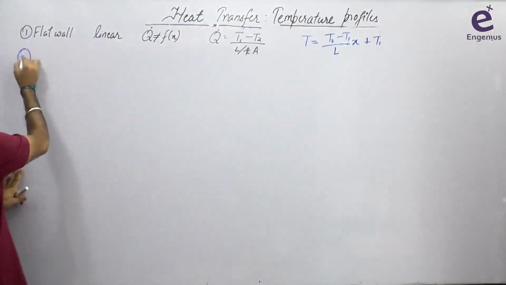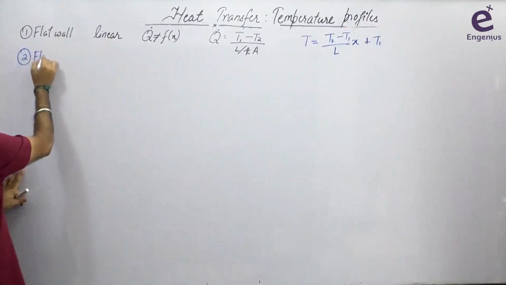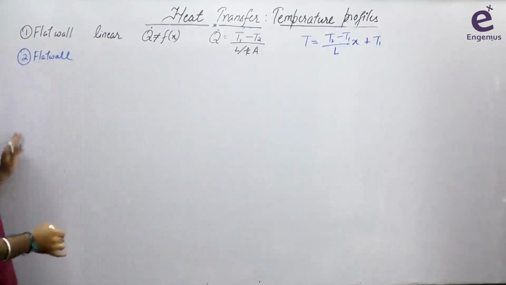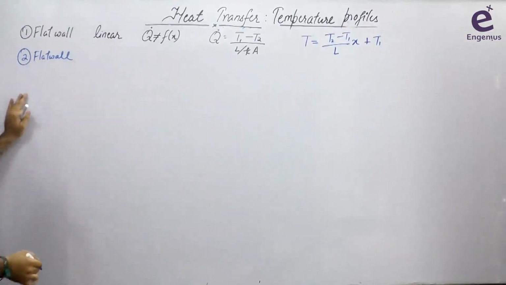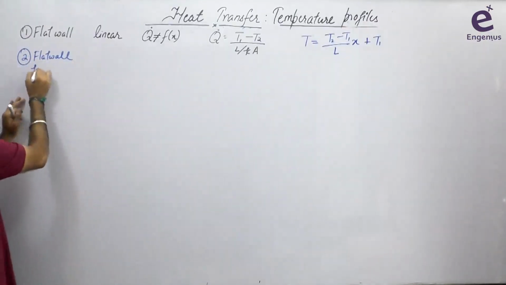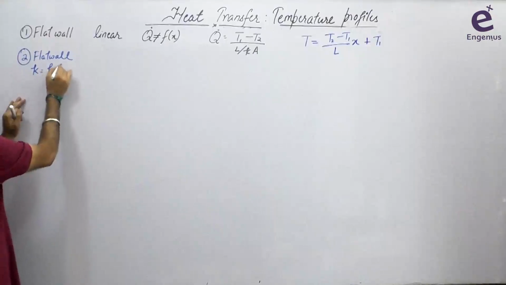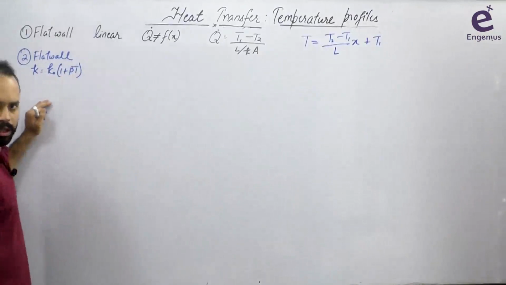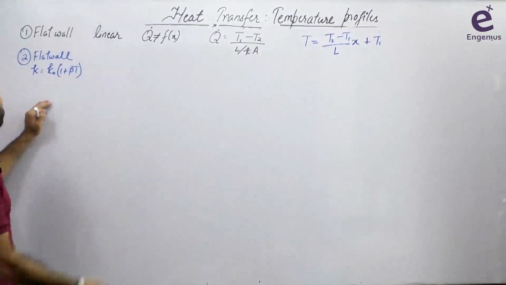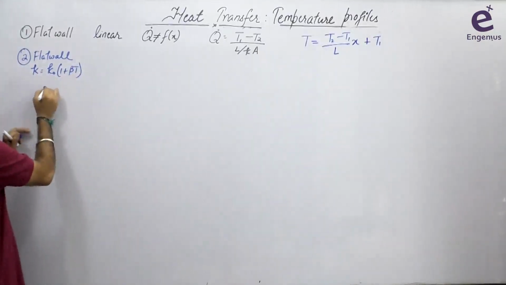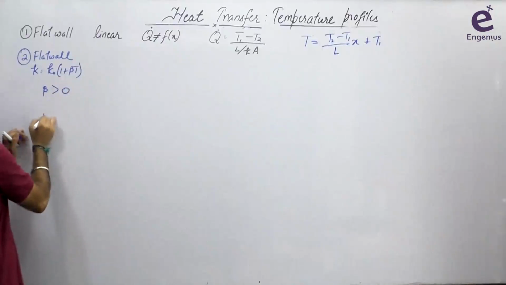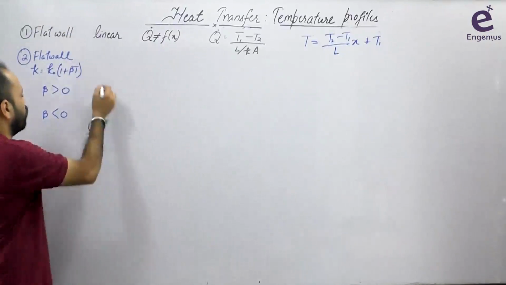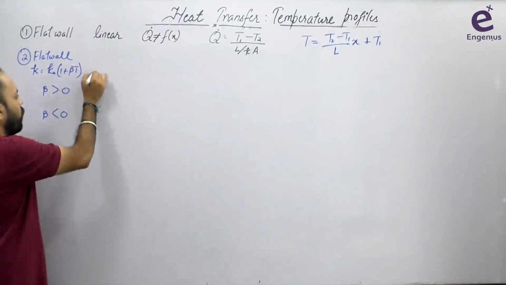Second, flat wall, fine, where K was a function of temperature, right? K was a function of temperature. K is equal to K naught into 1 plus beta into T, fine. So beta greater than 0, beta less than 0, and beta equal to 0 के लिए. तो ये हो गया, when beta was greater than 0, what was the nature of the profile?